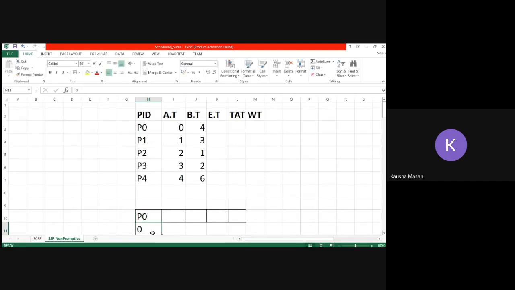Now, when is P0 ending? At the 4th second, right? So you are going to write 4 here. Now you have to focus on the remaining burst timings. P0 is done, so you need not focus on it now.